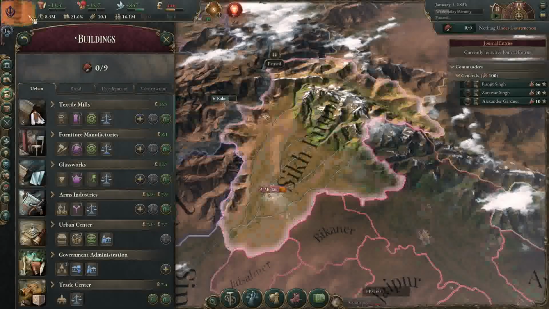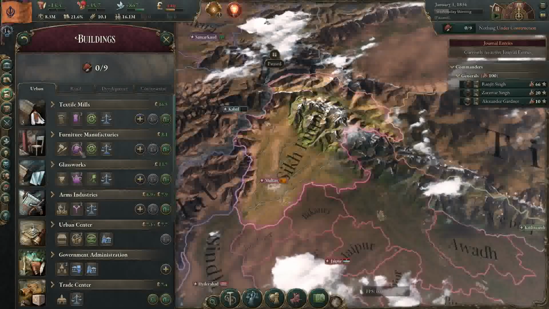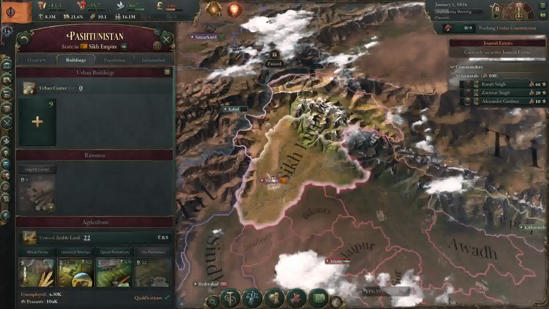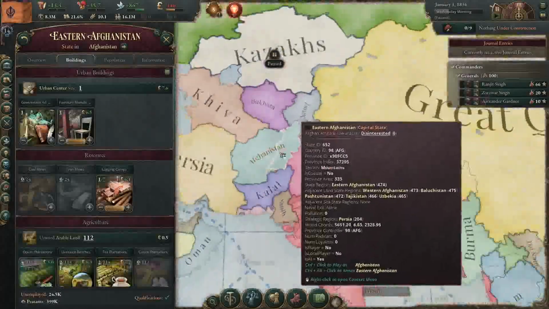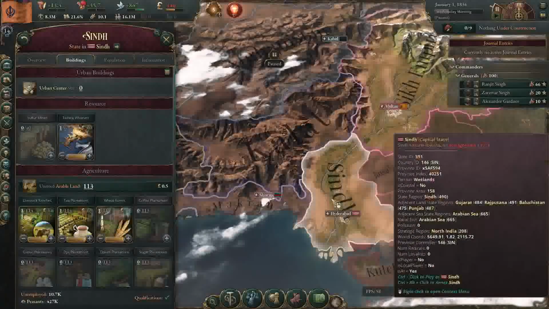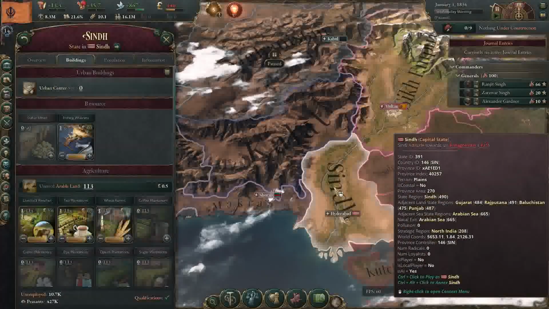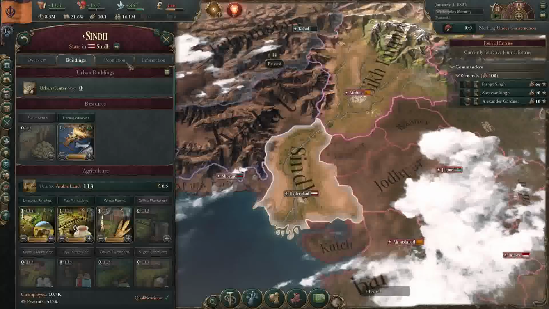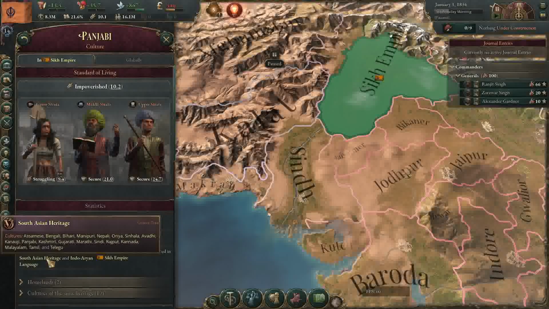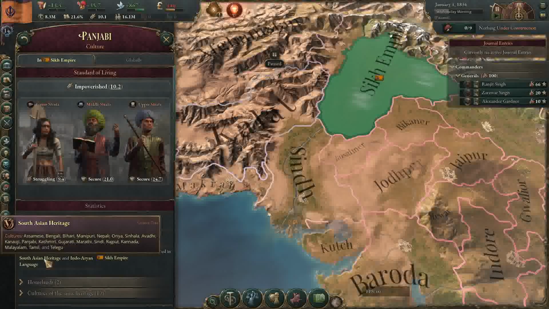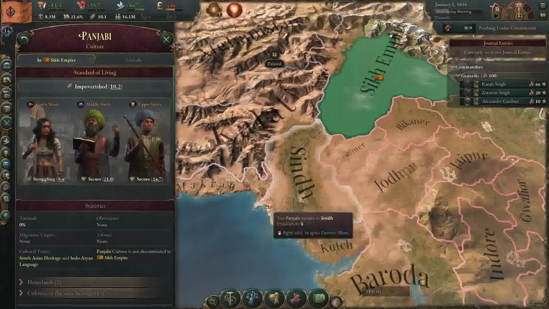One of the biggest problems for you as the Sikh Empire is that you do not have very easy access to iron. You have none in your starting territory, so you're going to need to either attack Afghanistan or Baluchistan. And you probably also want to pick up Sindh while you're at it, because the pop types are going to be the same South Asian heritage as you, Sindhi. And so it's valuable for you to annex their territories.